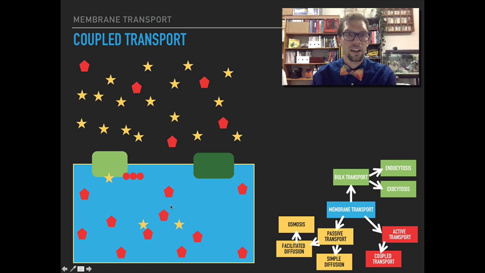Now, there is a specific type of active transport known as coupled transport. Coupled transport is going to use ATP indirectly, and let's look at how this works.